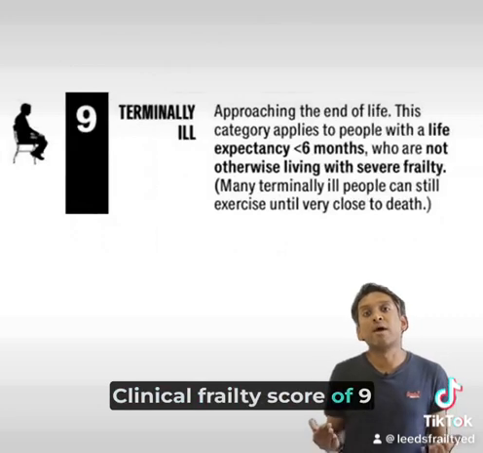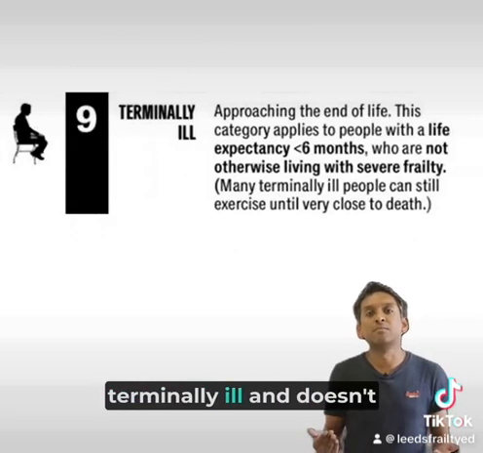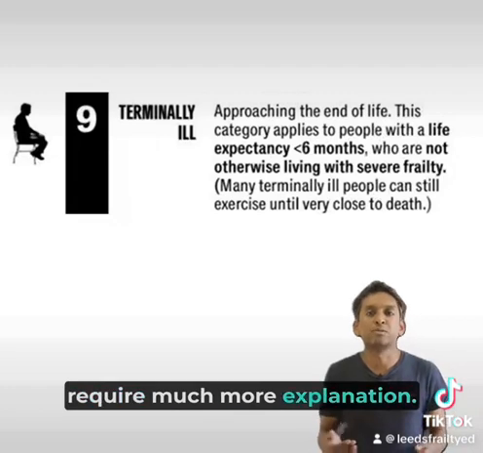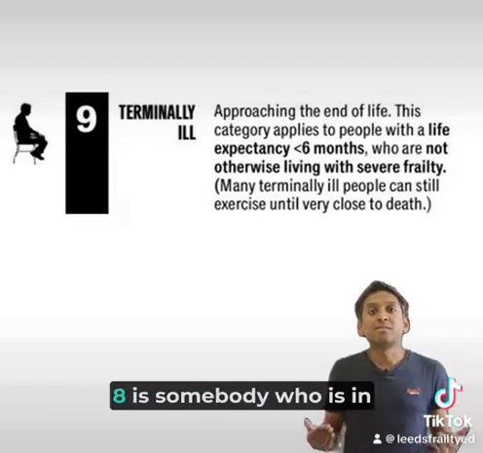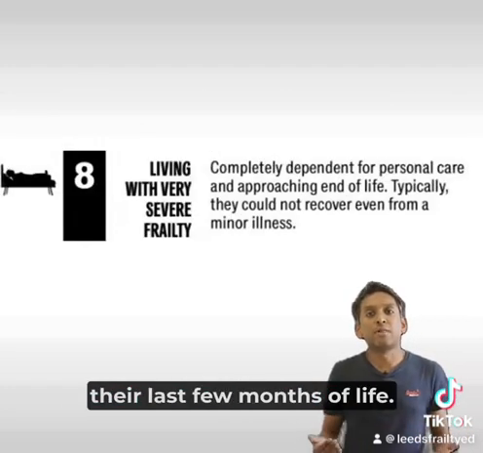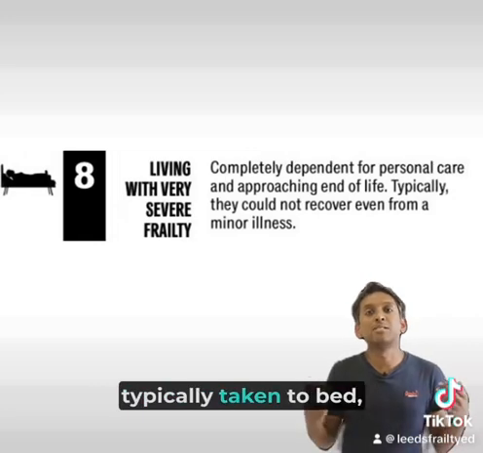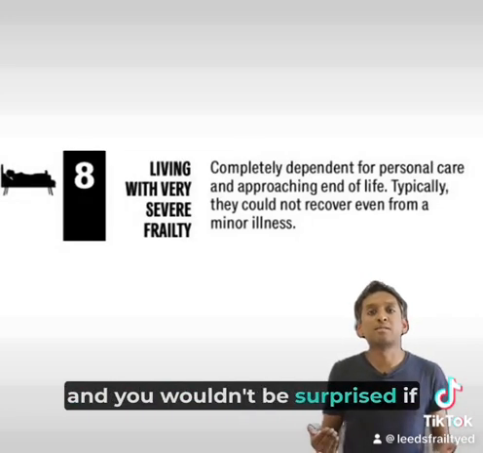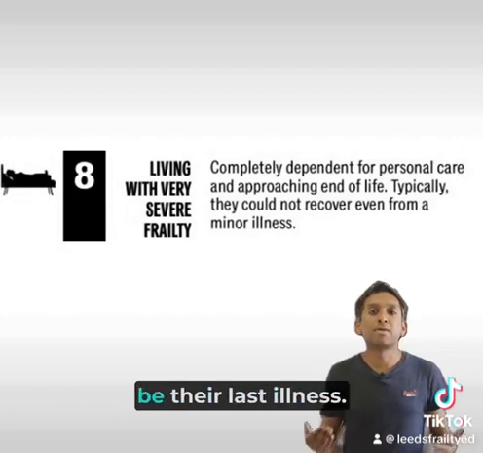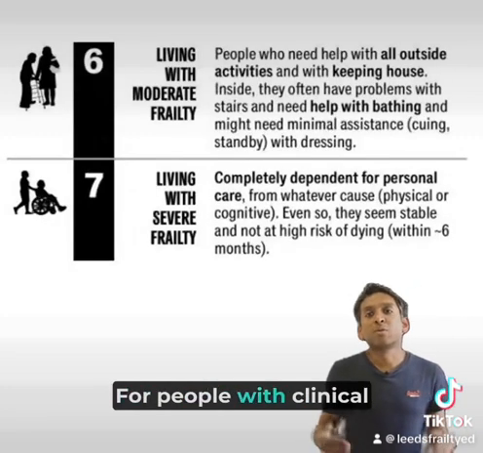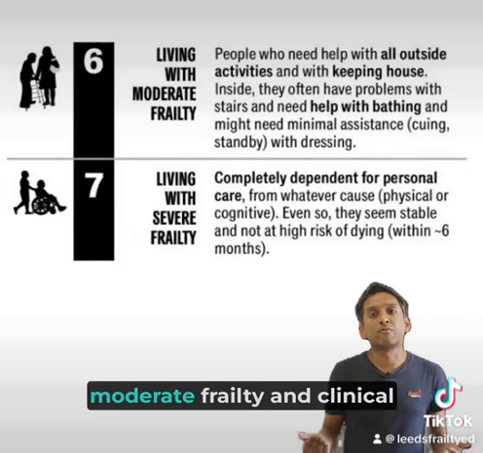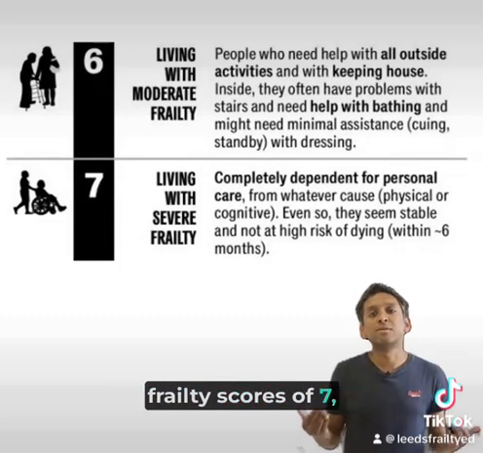Clinical frailty score of 9 is for those people who are terminally ill and doesn't require much more explanation. A clinical frailty score of 8 is somebody who is in their last few months of life. This is somebody who is typically taken to bed, and you wouldn't be surprised if their next infection might be their last illness.